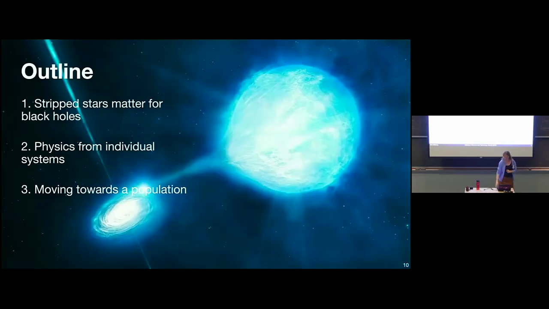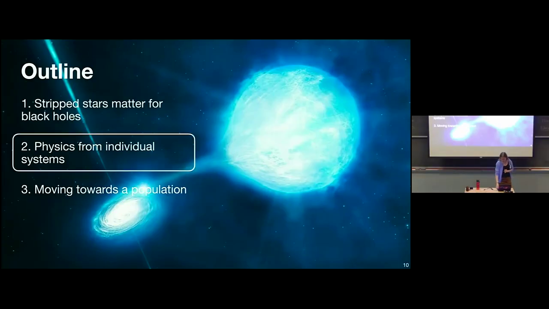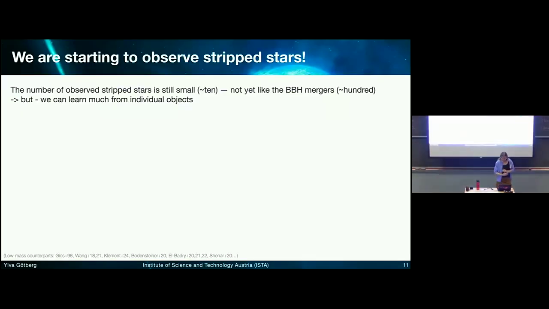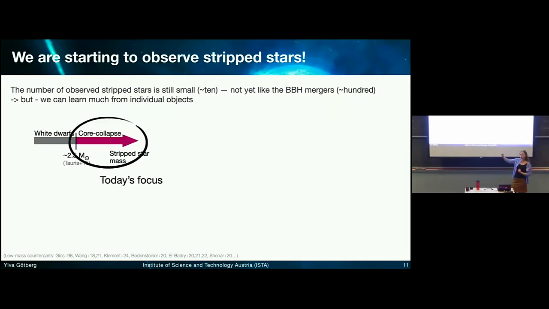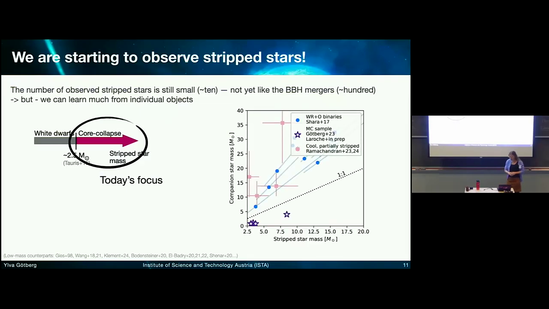So let's move to what I think we can learn from the individual systems. We're starting to observe strip stars. And it depends a little bit on the definition of a strip star, what you think when we started to do this. But I want to highlight that in the strip star mass spectrum, there is roughly a boundary of about 2.5 solar mass, above which you could make core collapse and neutron stars and black holes. And I will focus on those today. This is my biased opinion of what we have seen or not seen.